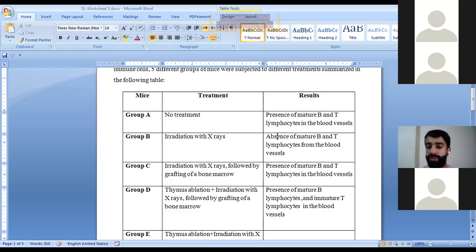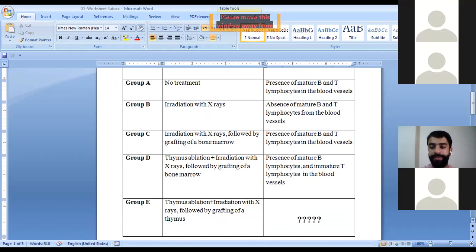Presence of mature B and T lymphocytes. So this indicates more and more that the bone marrow is responsible for the production of B and T lymphocytes. Okay, thank you, Gabrielle. Let's move now to Group D.